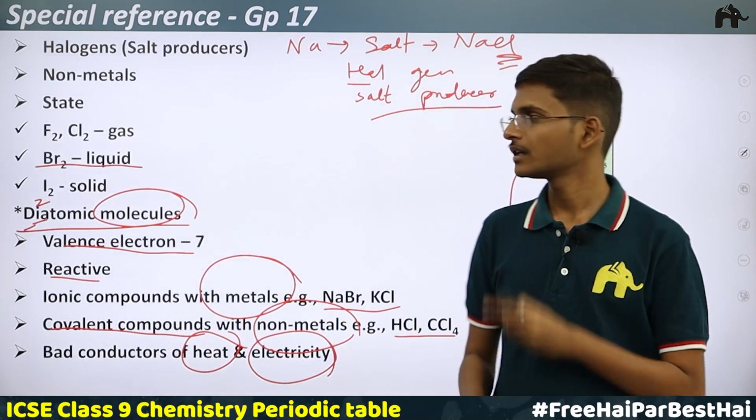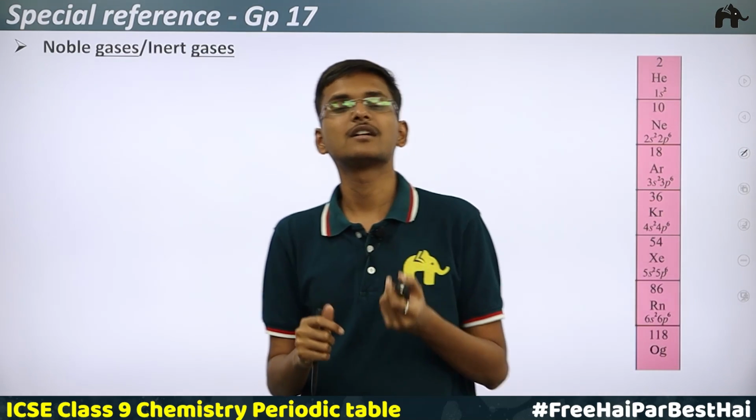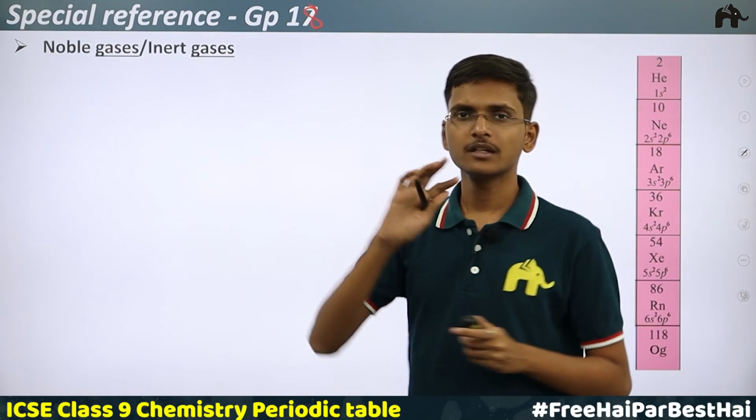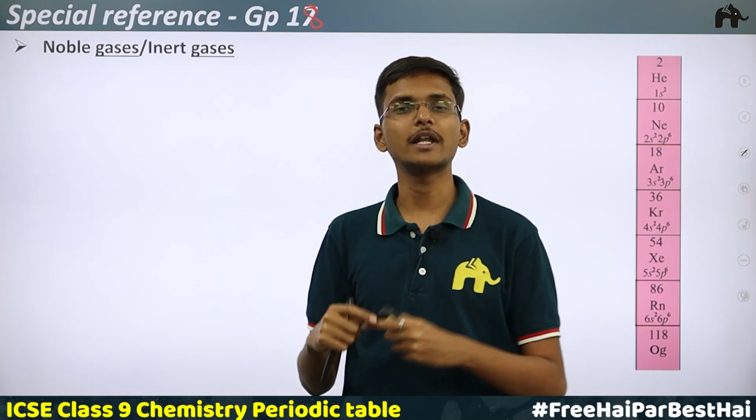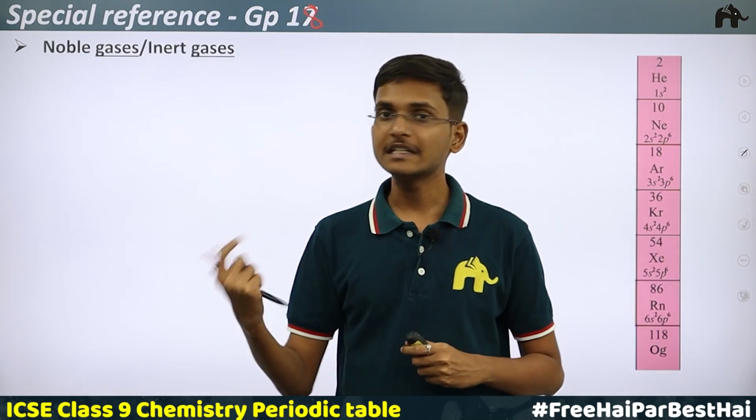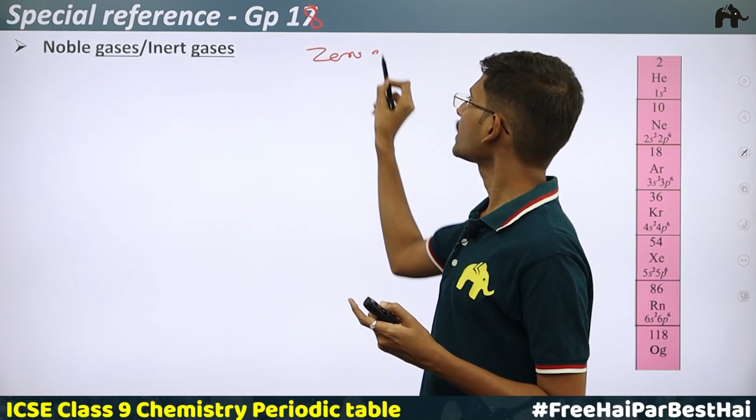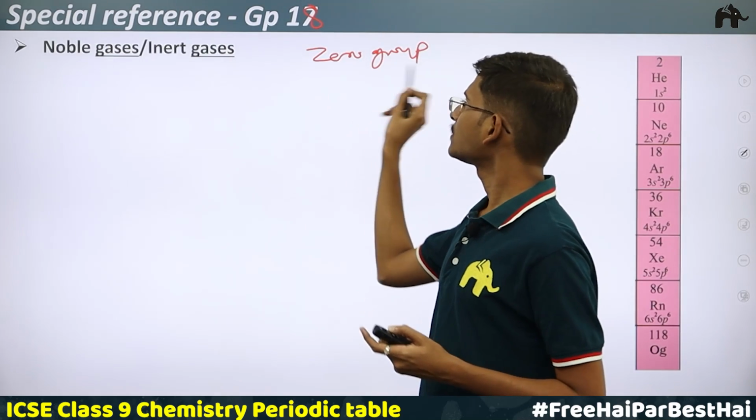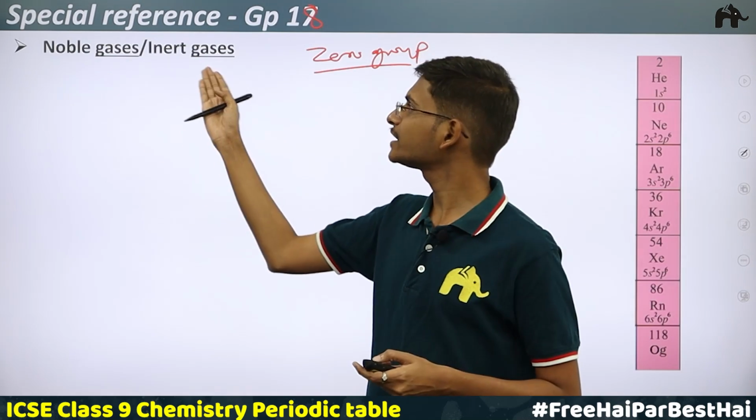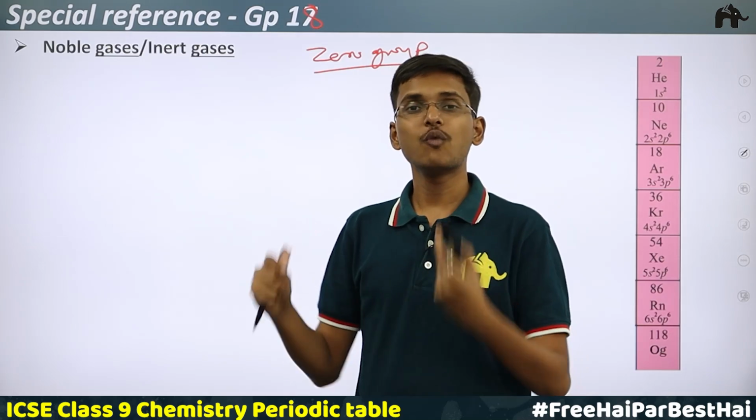Clear? Okay. Moving ahead to the last group which we have to study with special reference, group 18. Oh, sorry, I have just written 17 here. It's group 18. The elements present in this group are called noble gases or inert gases. This group is also called the zero group. Now from the name you can understand their state is gases. They are all gases. Why noble or inert?